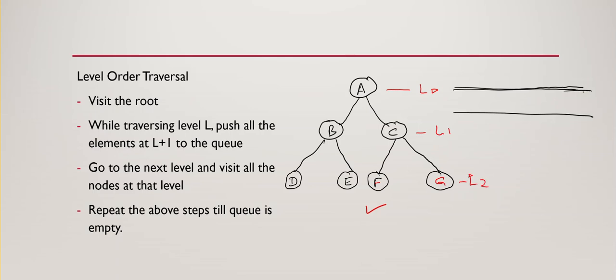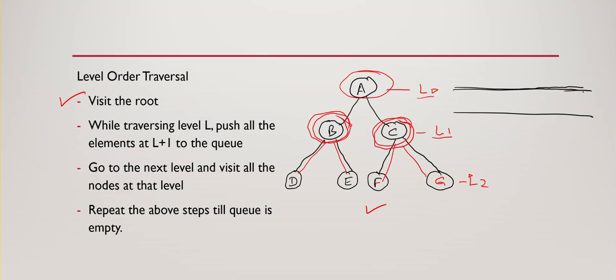So what is the basic logic behind it? First, we will visit the root node, then while traversing level L, that is the current level, we will try to insert all the elements which are at level plus 1. So level plus 1 is level 0 plus 1, that is level 1. So we will try to insert all these elements to the queue. Then we will go to the next level and visit all the nodes at that level. And the same thing we will repeat, like when we are visiting this node, we will add these nodes to the queue. And when we are visiting this node, we will add these nodes to the queue.